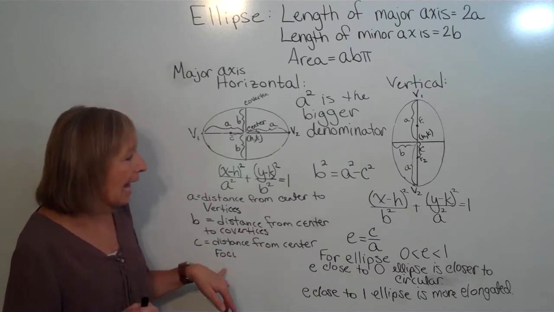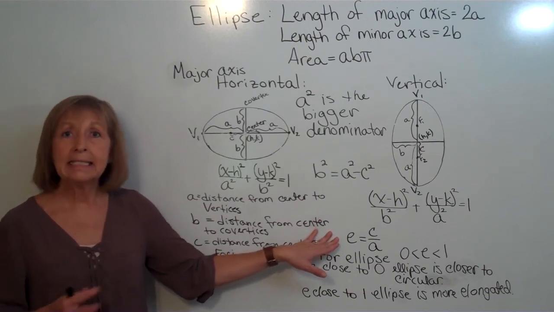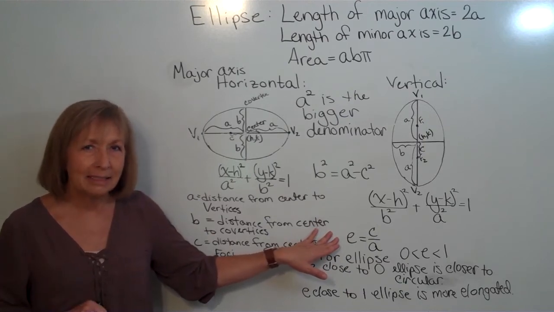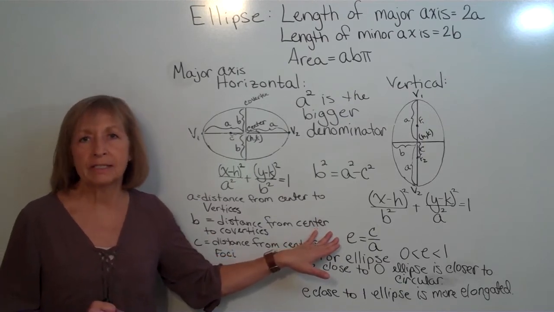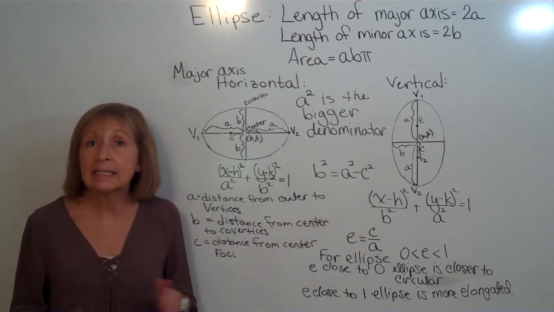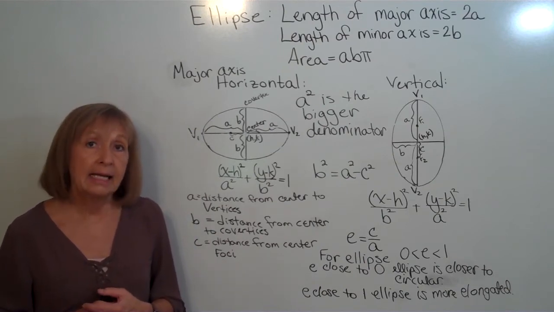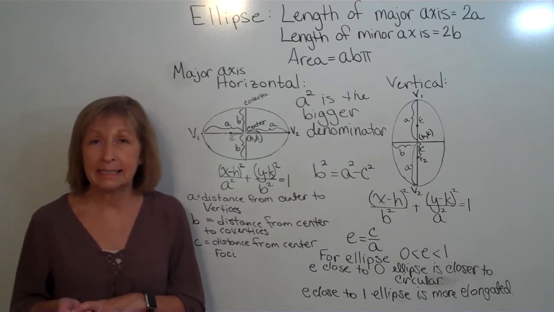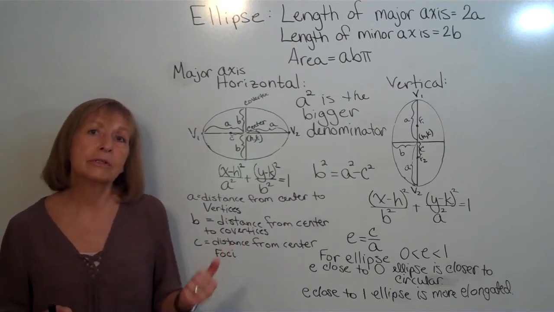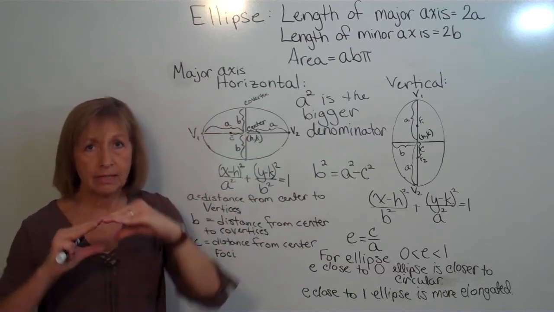Also, when you're looking at an ellipse, there's something called an eccentricity. The eccentricity will help us determine the shape that the ellipse has. You find your eccentricity from the c value divided by the a value. For an ellipse, your eccentricity is always between 0 and 1, not including the endpoints. The closer the eccentricity is to 0, the more circular your ellipse will be. And the closer your eccentricity is to 1, the more elongated it will be, whether it's horizontal or vertical.